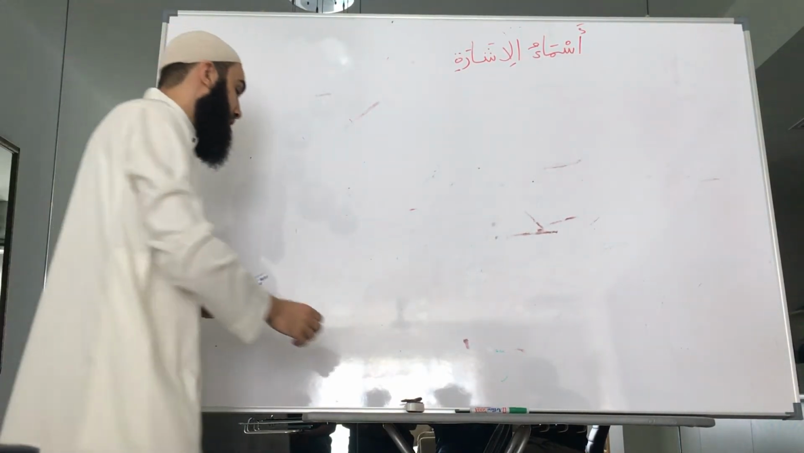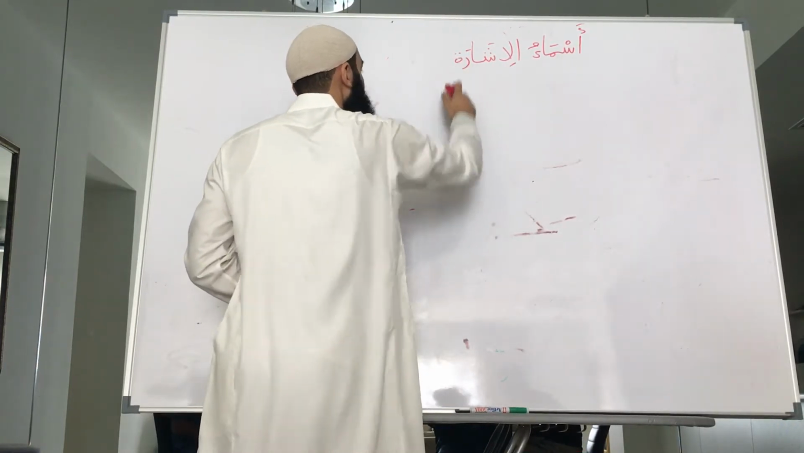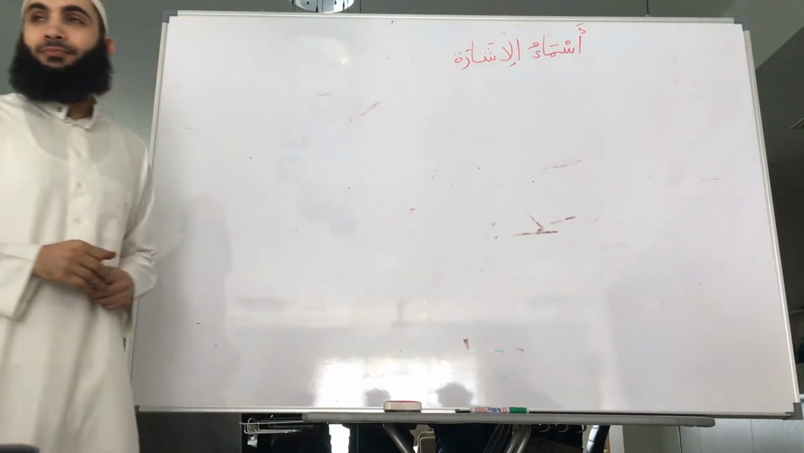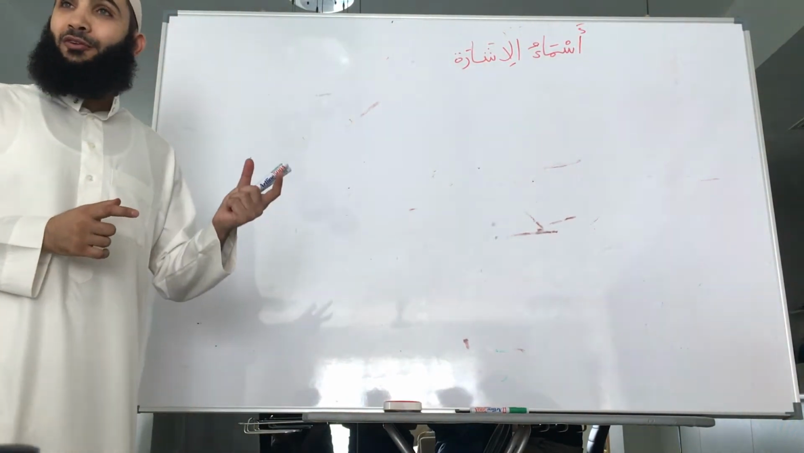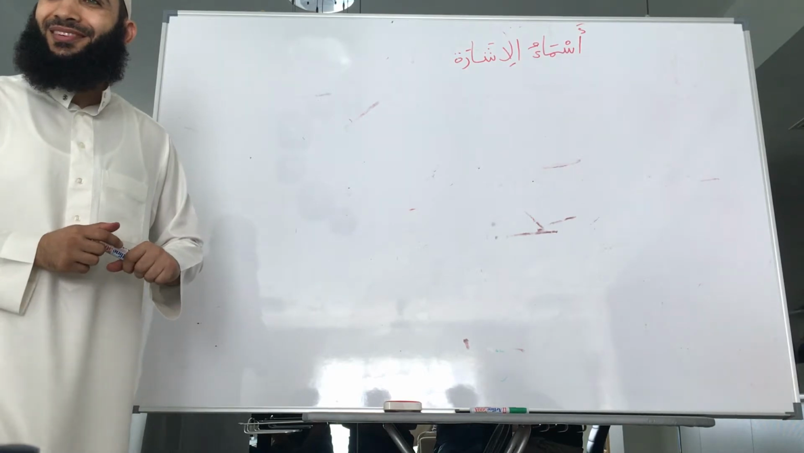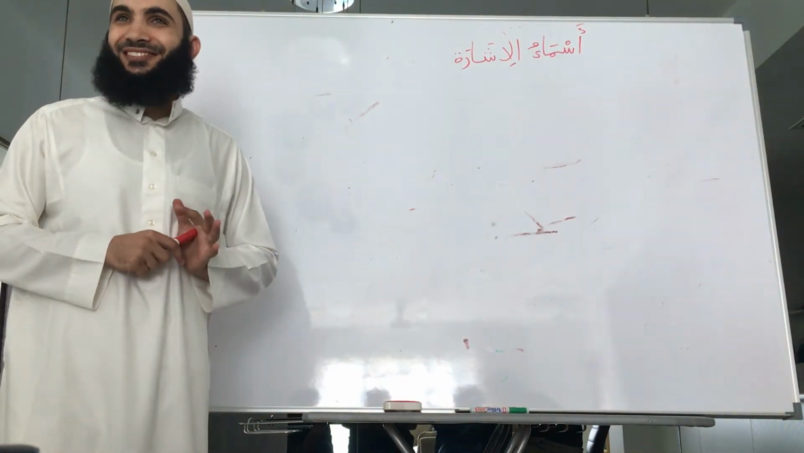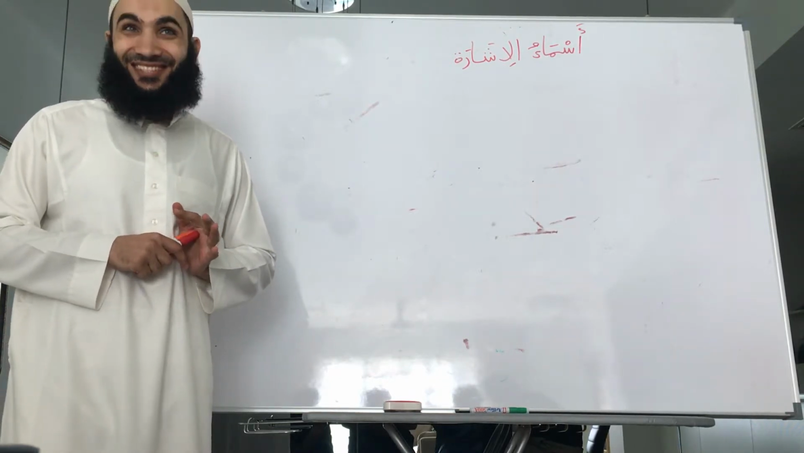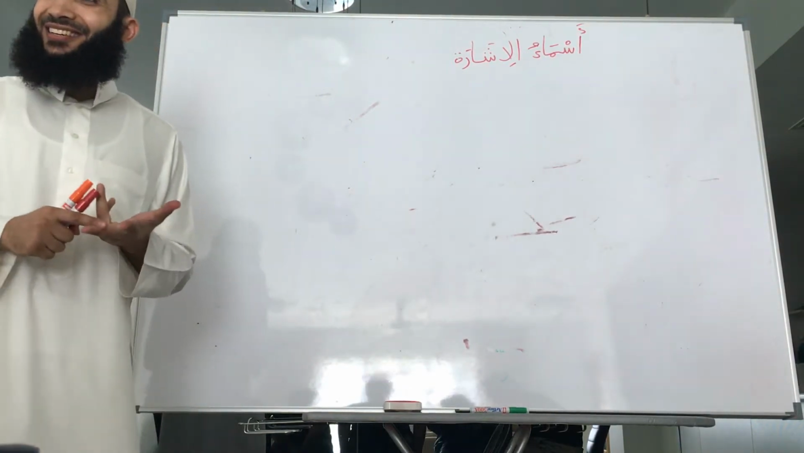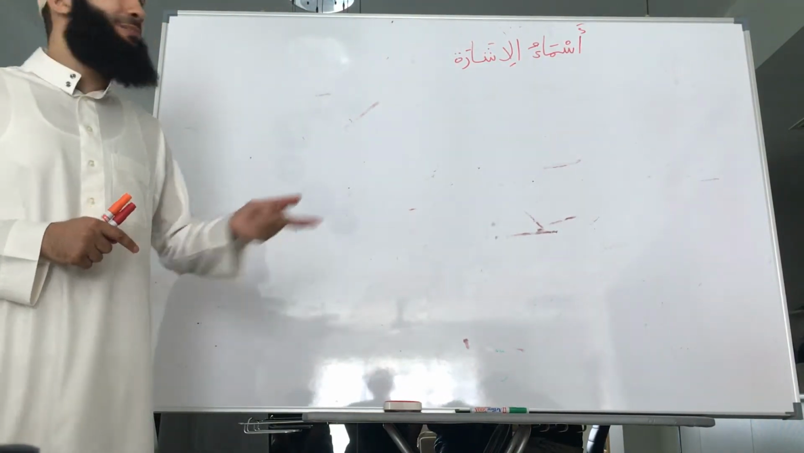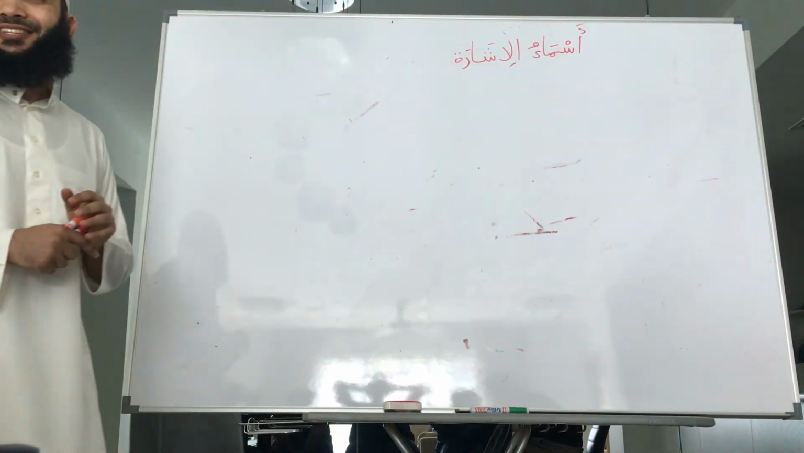أسماء الإشارة. What's أسماء? Names. أسماء is the plural of ism, اسم. Is أسماء a sound masculine plural or a broken plural? A broken plural. We don't say اسمونا, right? But we say اسماني, اسميني. We don't say اسمونا, we say أسماء. So that's another word of broken plural.